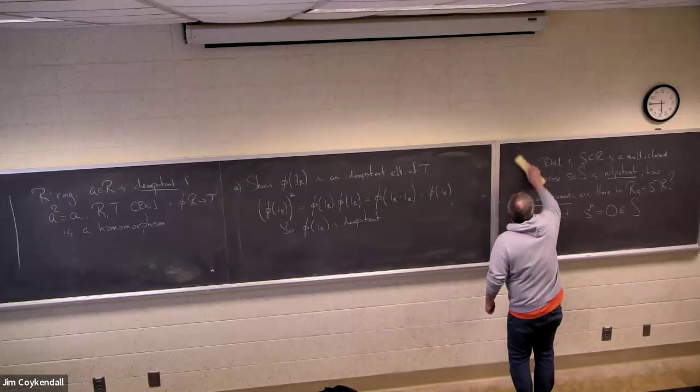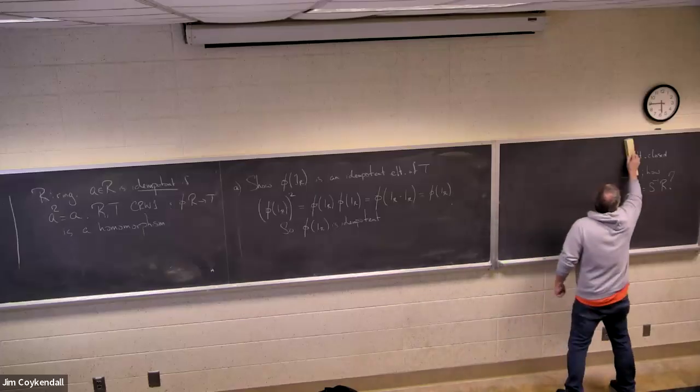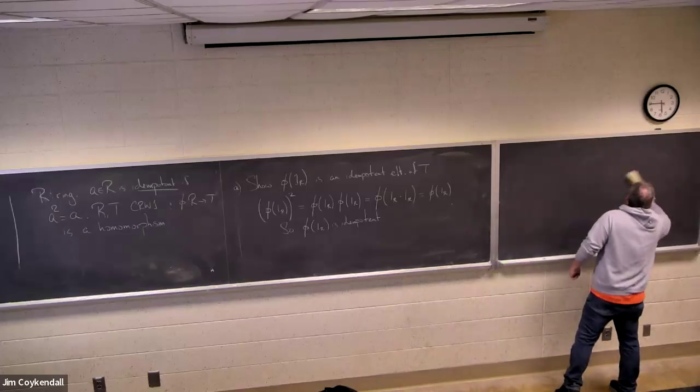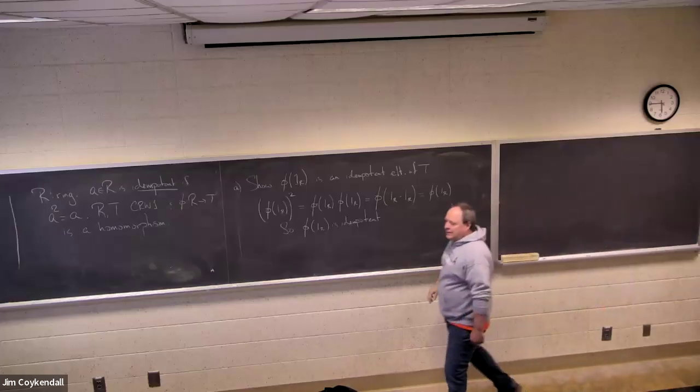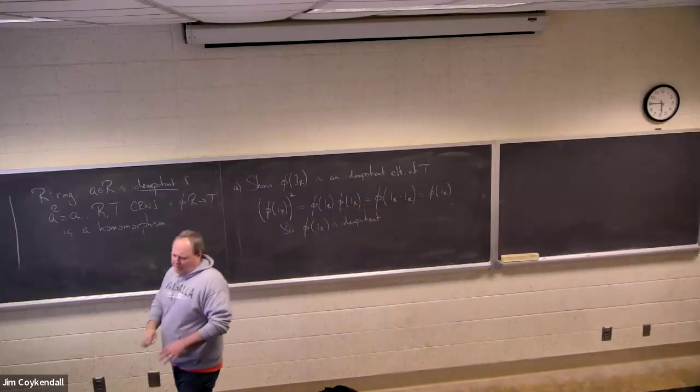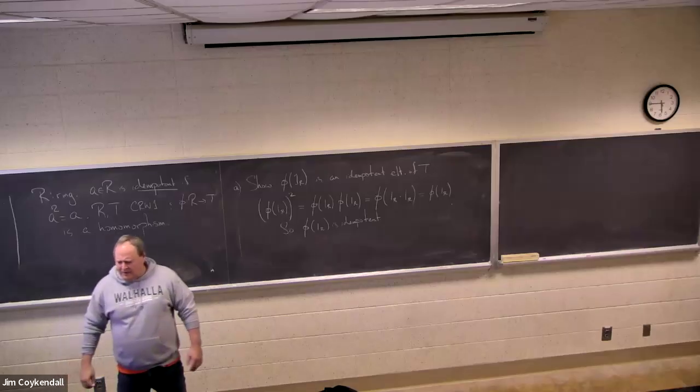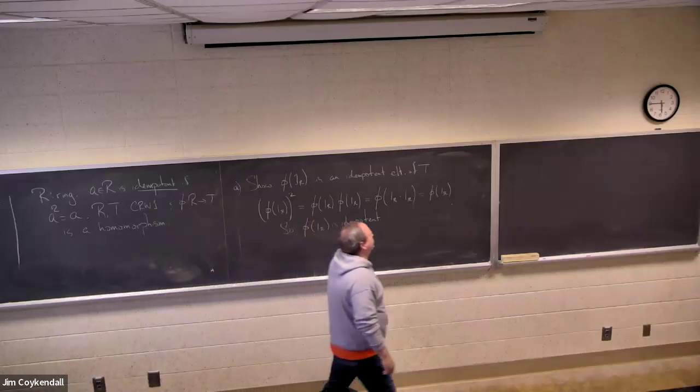So in part B, this part B seems like a bit of a non sequitur. It ties in later here. Part B says, show if T is an integral domain, that the only idempotents are 0 or 1.